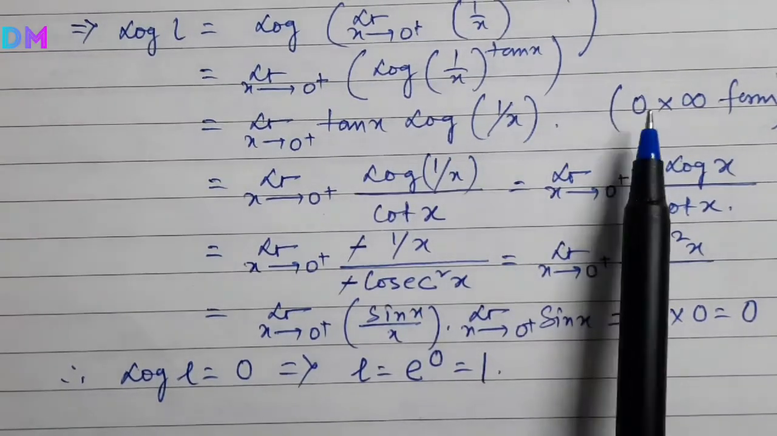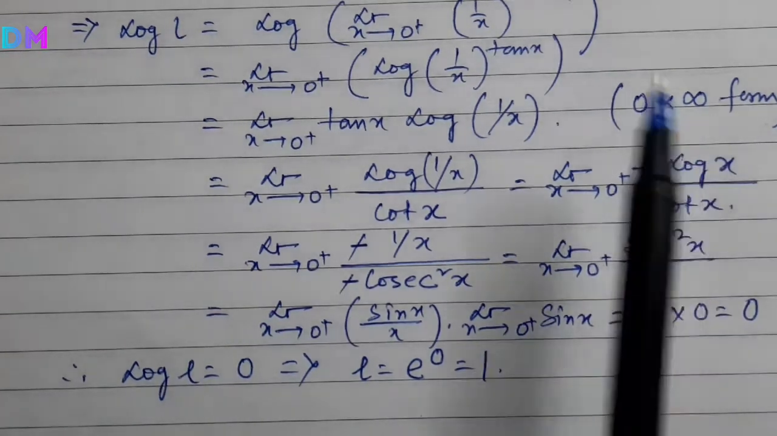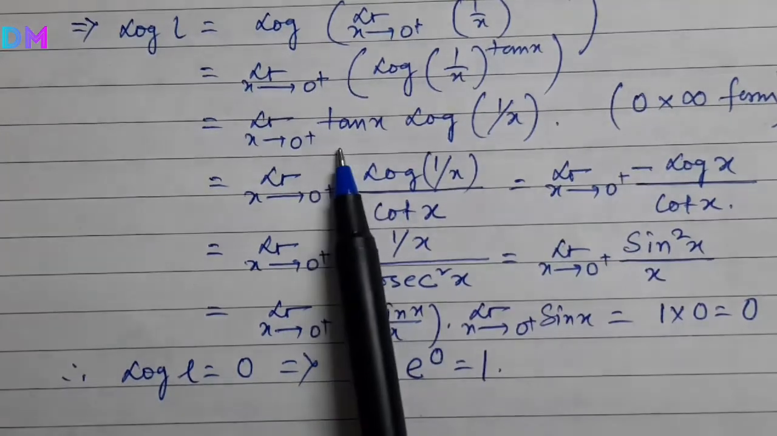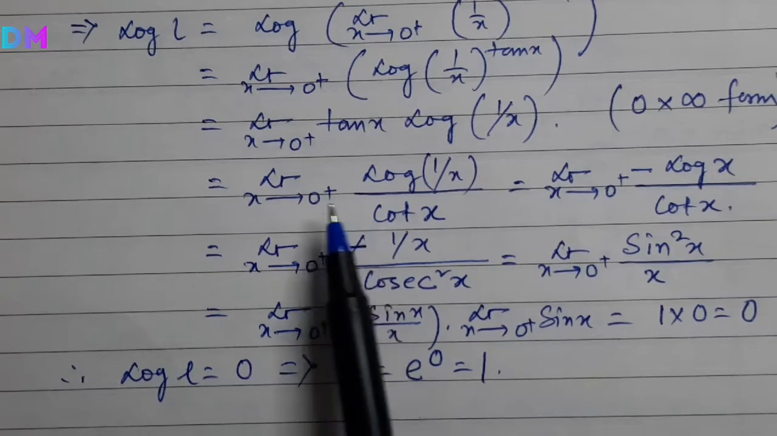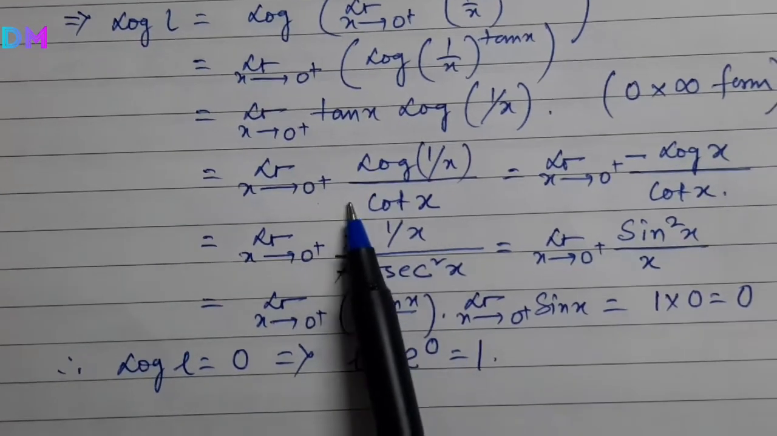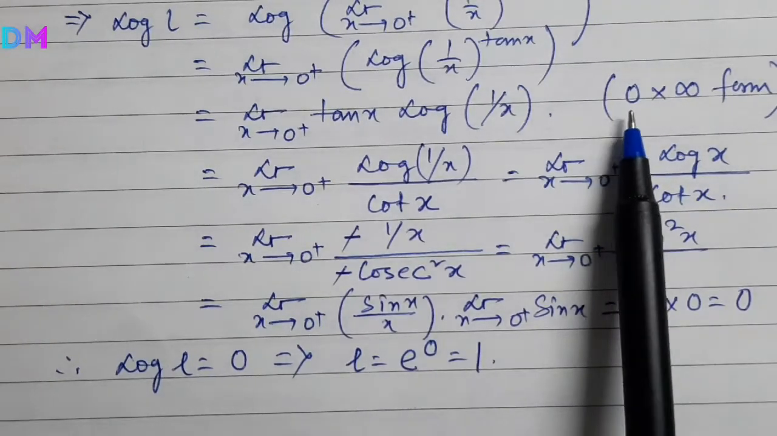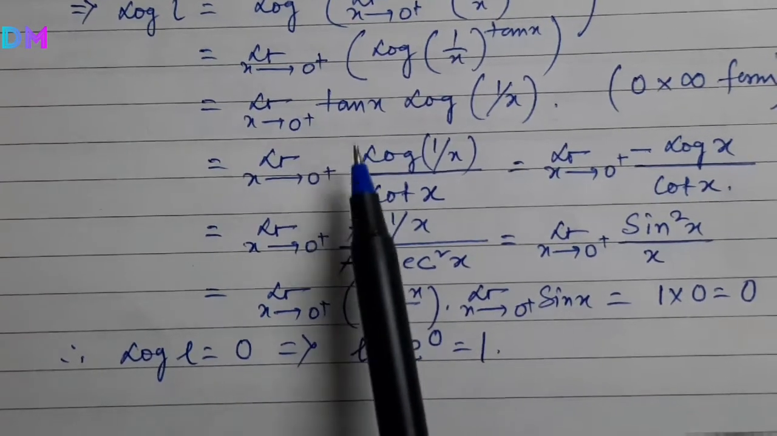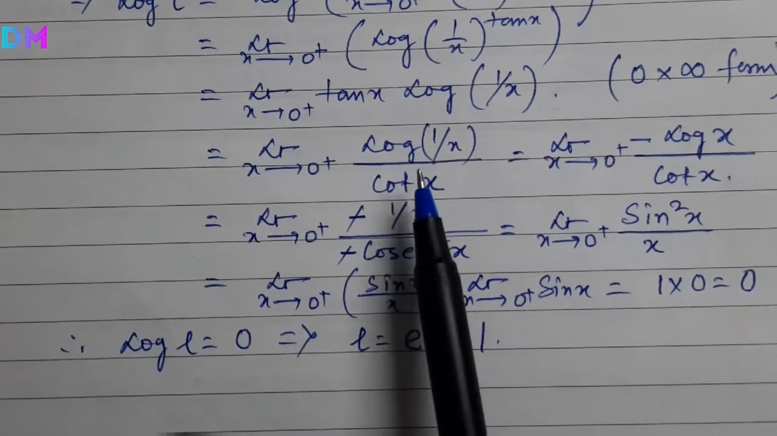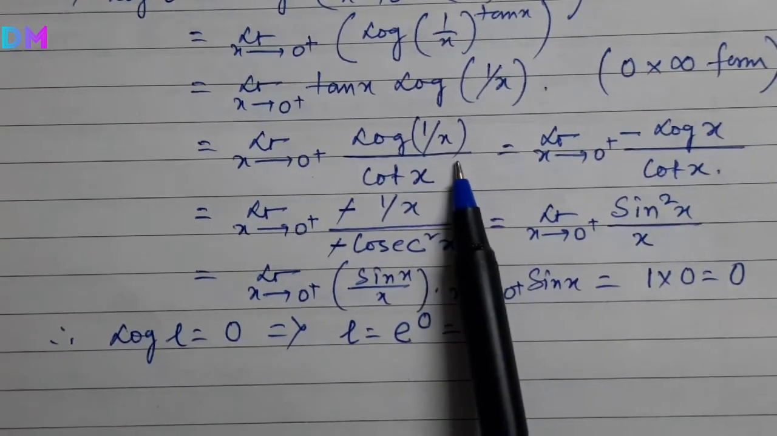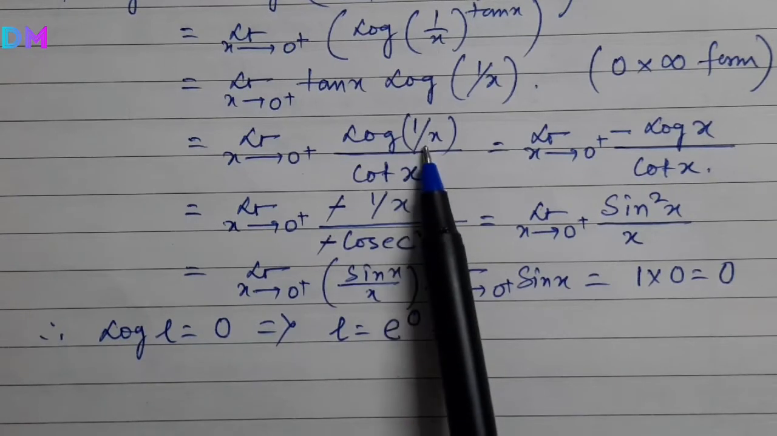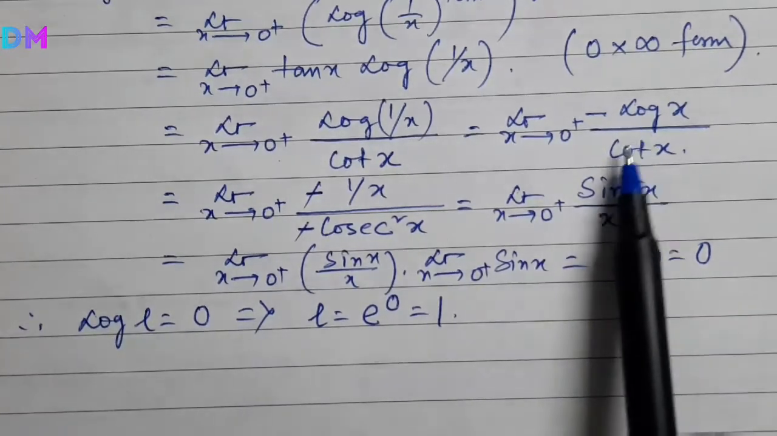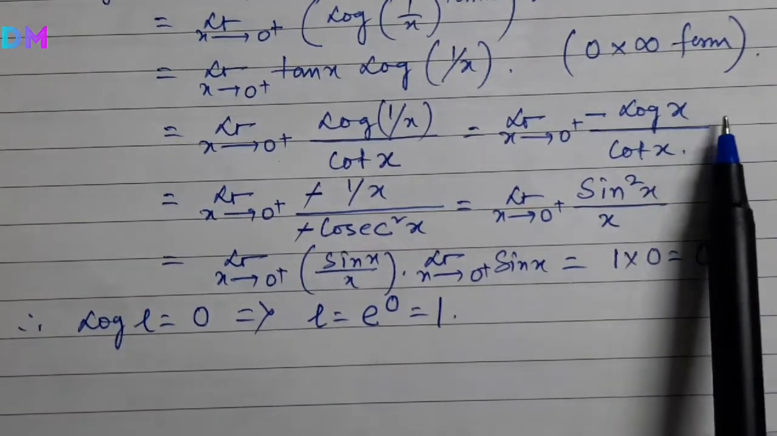Now we can see this is actually 0 into infinity form. In that case, we will put the 0 form or the infinity form as the reciprocal, so that we can write it either in infinity by infinity form or 0 by 0 form. So let me take tan x in the denominator, it will become cot x, so it will be infinity by infinity form. Now we can write 1 by x as x to the power minus 1, so this minus will come outside and will give minus log x by cot x. Now this is actually infinity by infinity form.